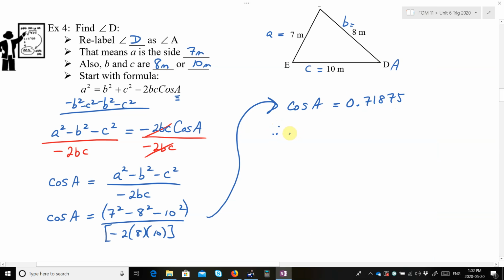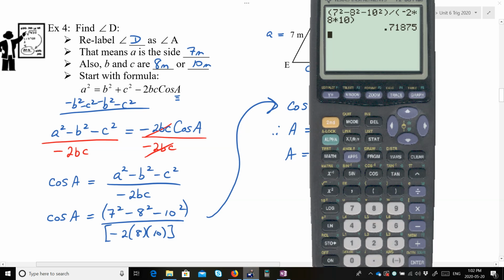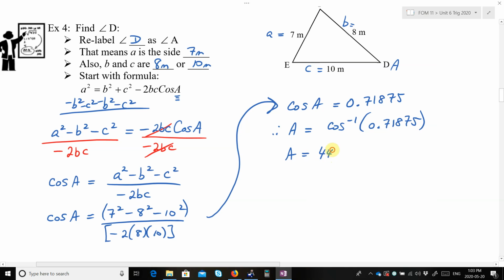Awesome, and then we can say, therefore, angle A is cos inverse of that ratio. So I have to go shift cos, and I'm going to go second function negative sign to get that answer in there, and we get that angle A is 44 degrees.